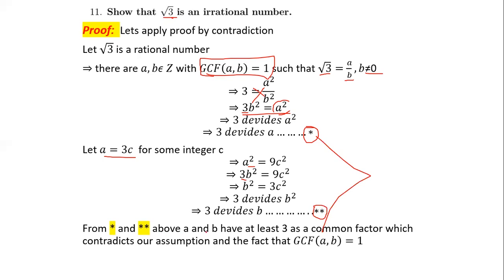Then from these two things, star and double star above, we have at least 3 as a common factor, and this contradicts our assumption that the greatest common factor of a and b is 1. So because of this contradiction, our supposition or assumption is false, that is, the greatest common factor of this one is 1. Therefore radical 3 is an irrational number.